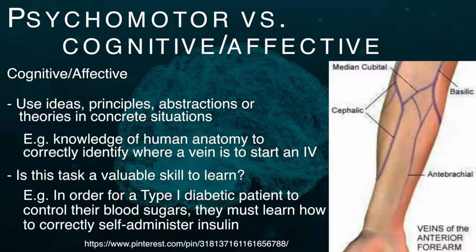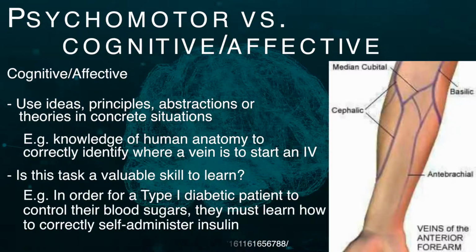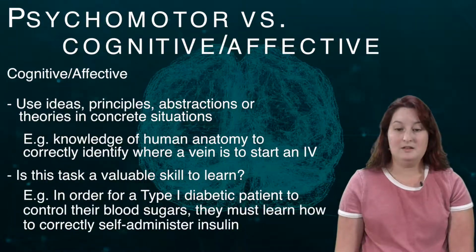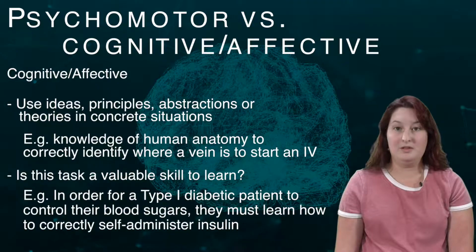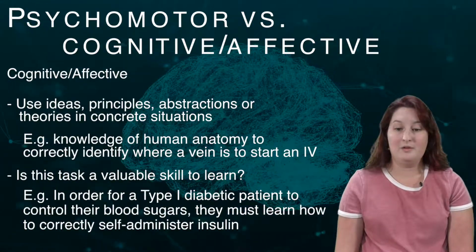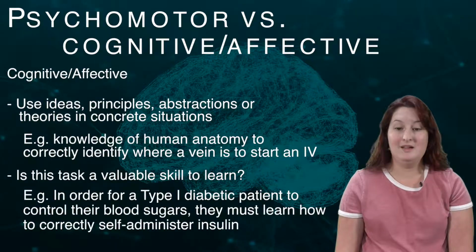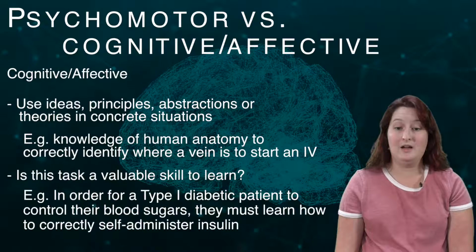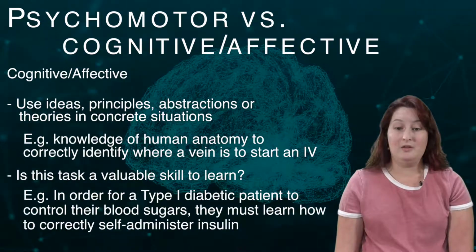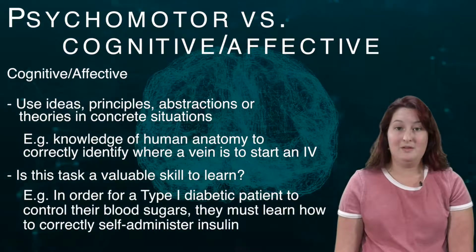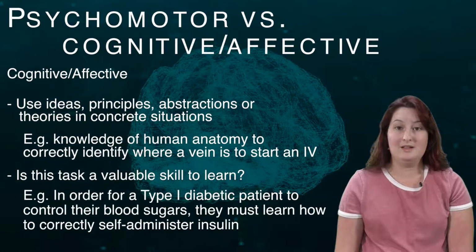And finally, the affective domain of learning in association to demonstration and return demonstration is, how valuable is the skill to the patient? Why is it worth learning the skill? So if somebody is a type 1 diabetic, in order for them to control their blood sugars on their own and stay out of the hospital, then they have to learn how to correctly self-administer insulin. If they don't want to be in the hospital, then they will be motivated to learn that skill.